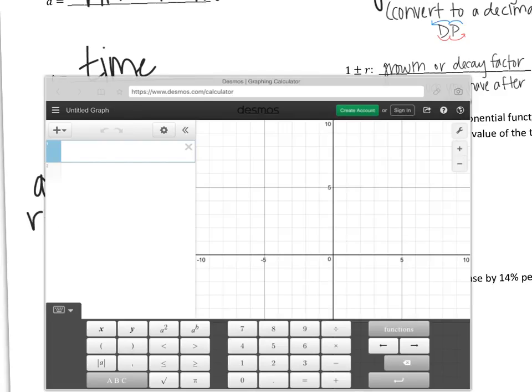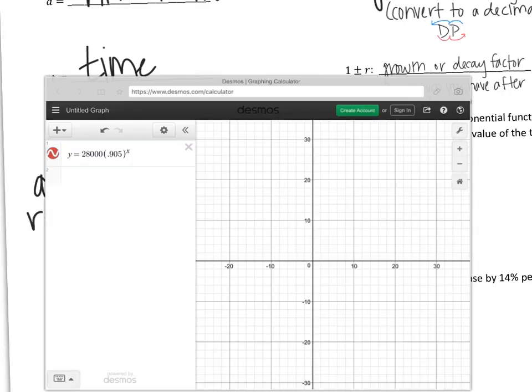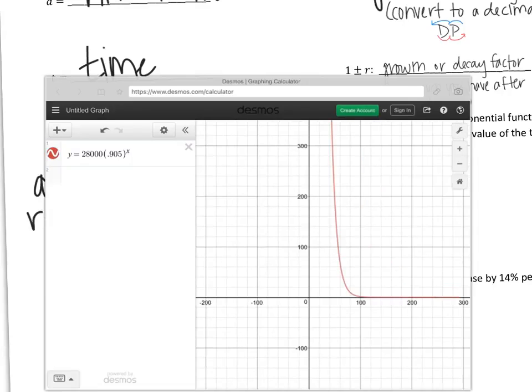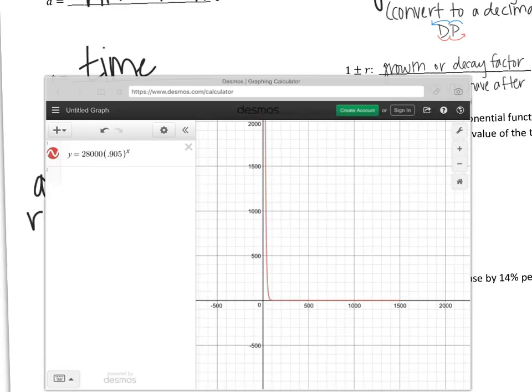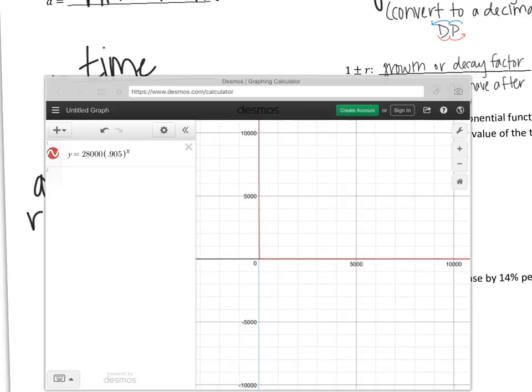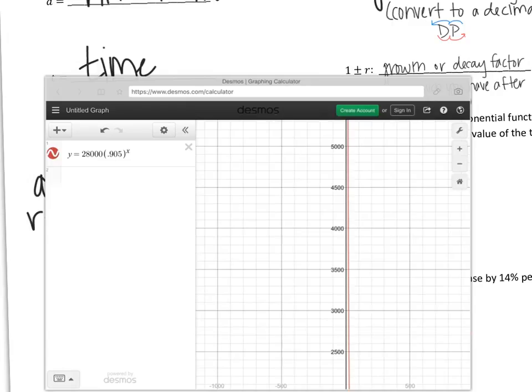Okay, so our equation was y equals 28,000 times 0.905 to the x power. And on your calculators, whether you're using Desmos or this one, you're just using x for your variable because it doesn't recognize t as a variable. And we're just trying to figure out where it hits, or sorry, 5,000, not 500,000. Oh, there it is. There's 5,000.